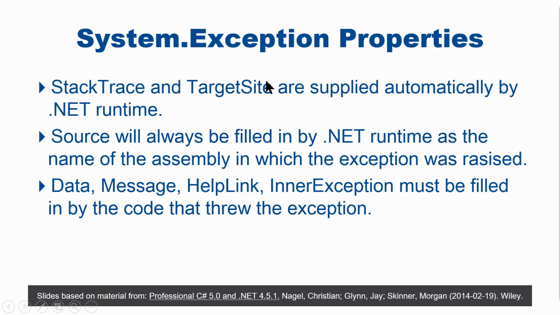Stack trace and target site are supplied automatically by .NET. Source will always be filled in by .NET at runtime as the name of the assembly, which is typically your project name in which the exception was raised. Data, message, help link, and inner exception must be filled in by the code that threw the exception. So if you want those to be available to someone using your exception, you have to provide those. We'll mostly be using message when we build our own exceptions.